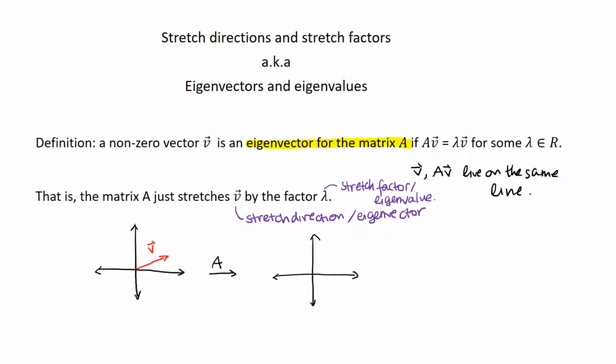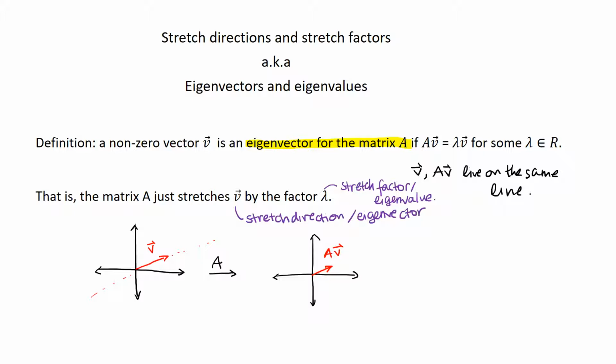Suppose that the vector v is an eigenvector. When I apply the matrix A, the result is going to lie on this same line that contains the vector v. So for instance, here we have compressed our vector a little bit, but it lies on the same line.